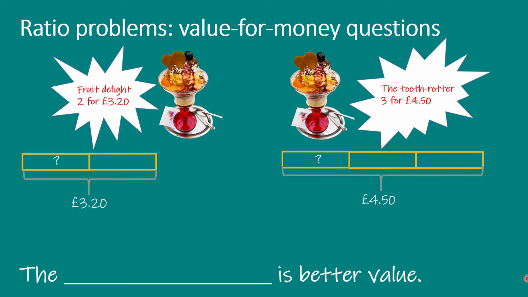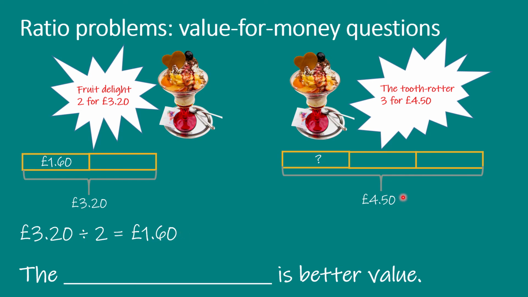So for the Fruit Delight, how do we find the cost of one part of one Fruit Delight? Well, £3.20 being split into 2 equal parts. So that's £3.20 divided by 2. How would you do that? I would do that mentally. I know that half of 32 is 16. So half of 320 is 160. So that's £1.60. Isn't that right? So one Fruit Delight is £1.60, and we put that into our bar model. Always put in what you know.